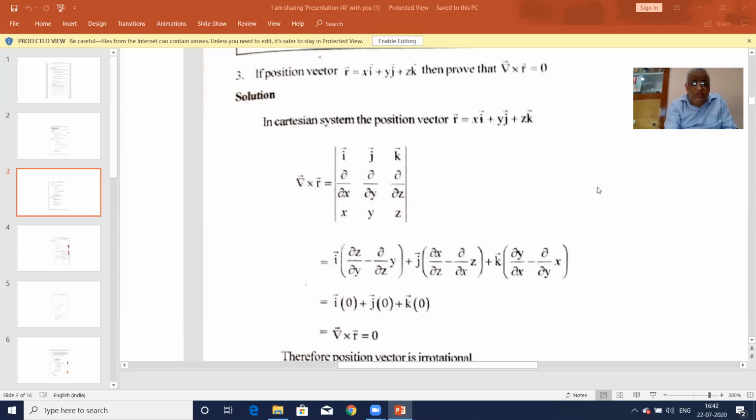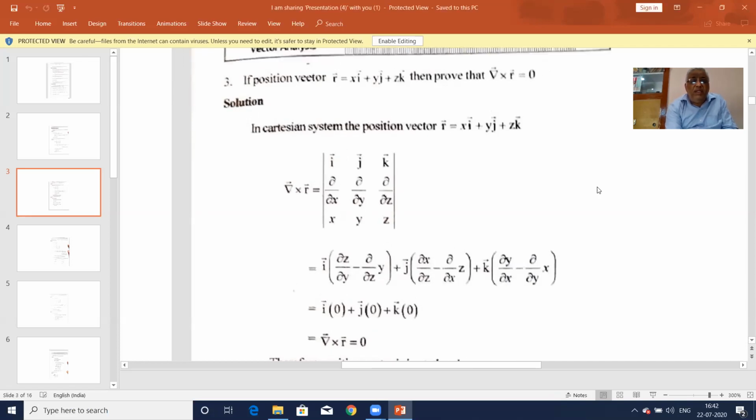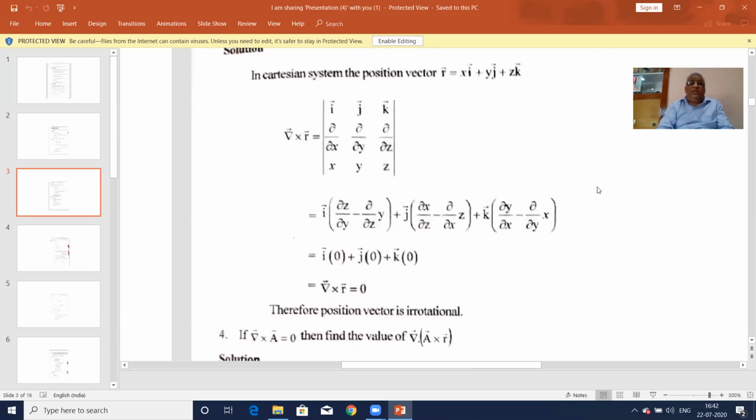So curl of r is equal to 0. When a curl is 0, according to our earlier definition in earlier videos, any vector whose curl is zero is called irrotational. Therefore, the position vector is irrotational.